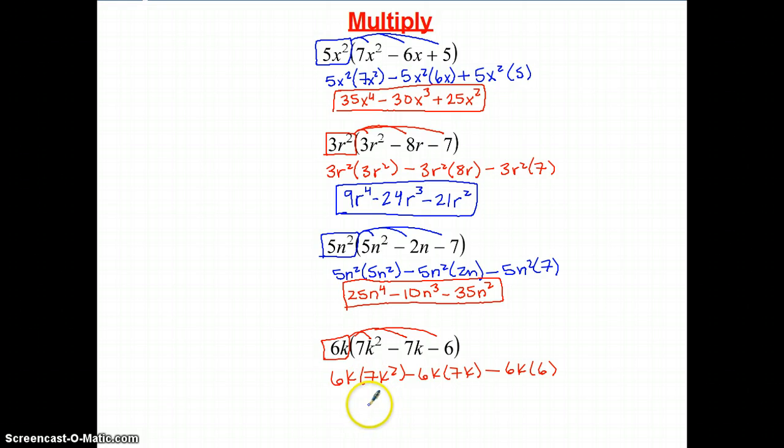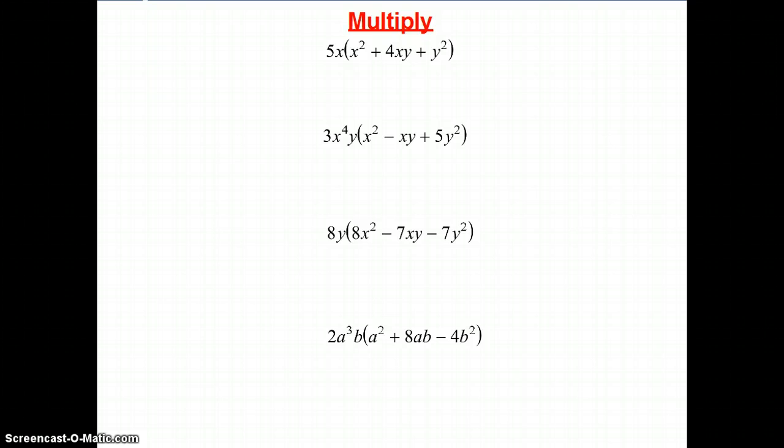Multiplying, 6 times 7 is 42. K times k squared is k to the 3rd when I add those exponents. Negative 6 times 7 is negative 42. K times k is k squared. And lastly, negative 6 times 6 is negative 36 times k. We leave our expression just like this since there are no like terms.